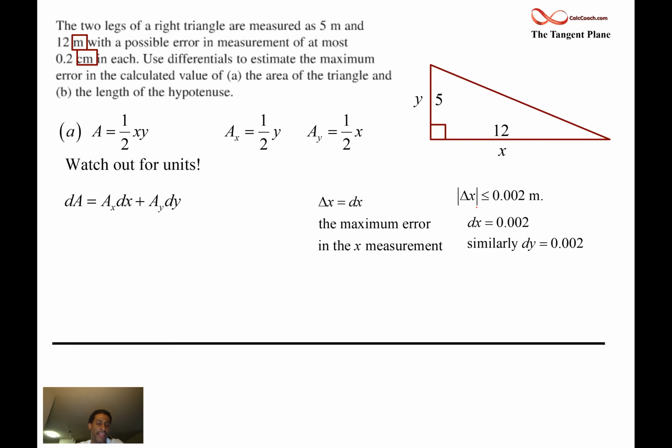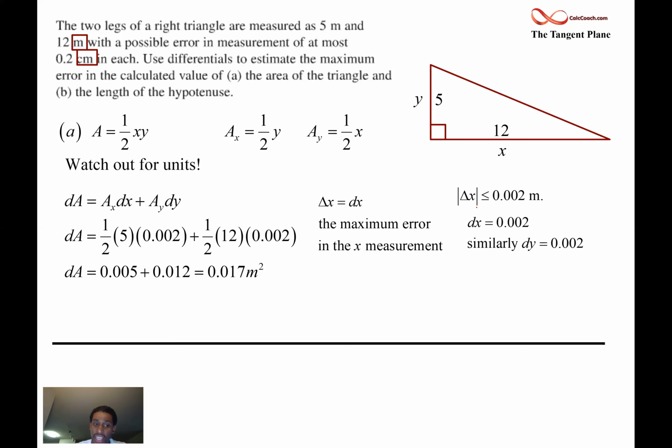So the formula is that the change in area is based off of the product of the partial derivative and the change in each of the variables. We take half of y and multiply it by 0.002. We take half of x and multiply it by 0.002. With x being equal to 12 and y being equal to 5, and once again, decimals and fractions mixed together, let's go either all decimals or all fractions. Here we're going all decimals. This 1/2 and this 0.002 make 0.001. That is 1 over 1,000, and you multiply that by 5, you get 0.005.